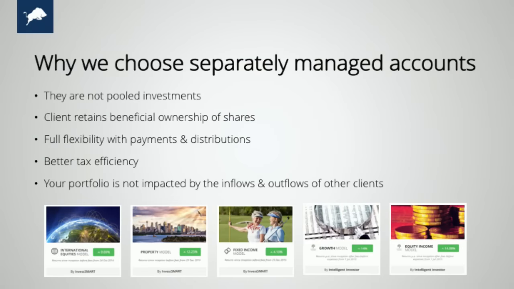Now, the next slide here shows us what we do. We have specifically chosen a structure that's called a separately managed account. That is for our intelligent investor portfolios, and it's also for our InvestSMART diversified portfolios. The reason why we've chosen these is we think it will suit the needs of our members the most. They are not pooled investments. You actually have full beneficial ownership of your underlying shares. Okay, so you can log into your account, you can see every single share you own, which, going back to that issue about transparency, that is certainly not there with us.